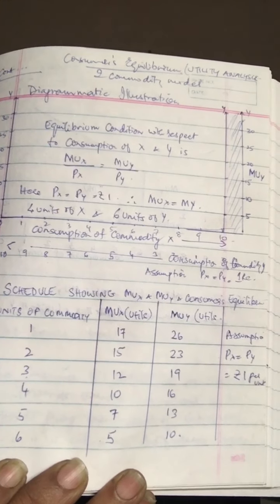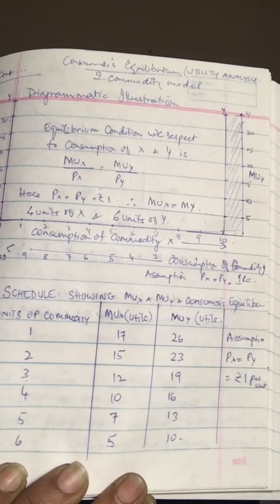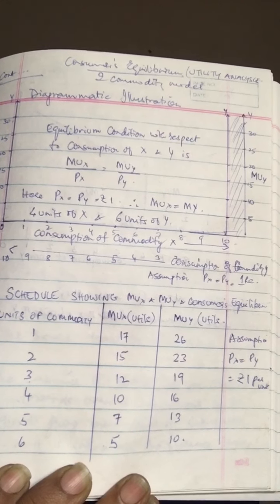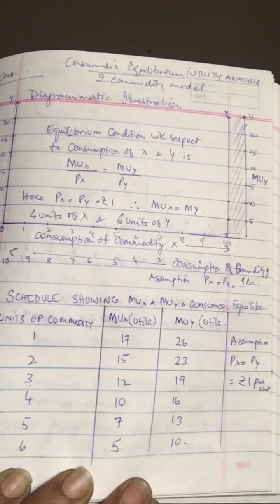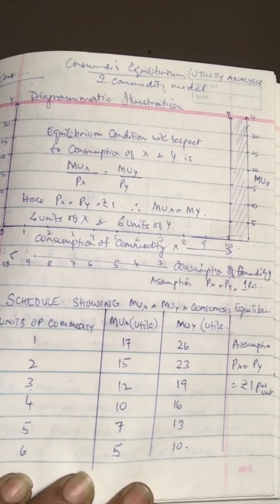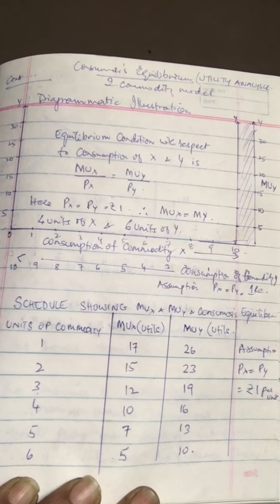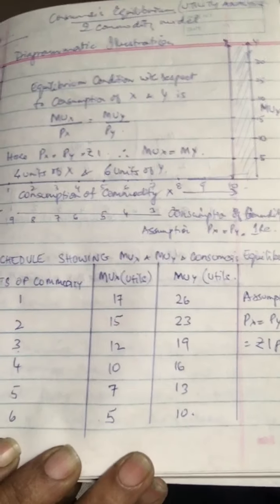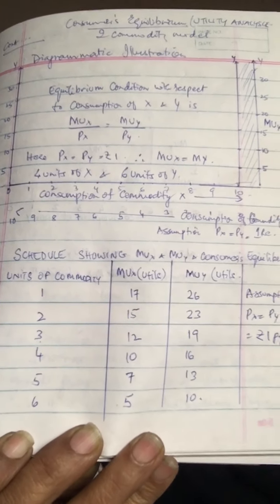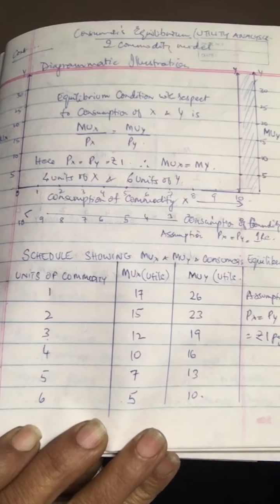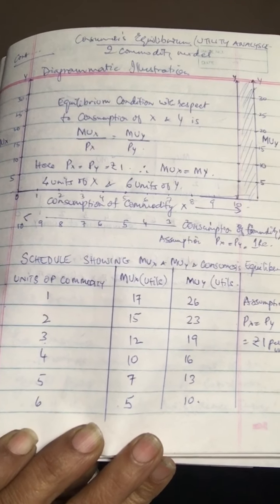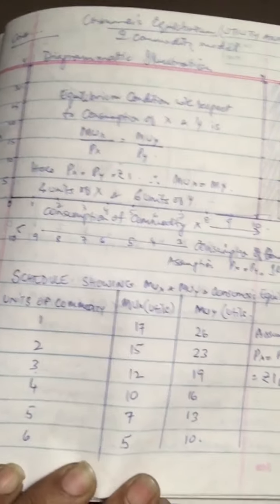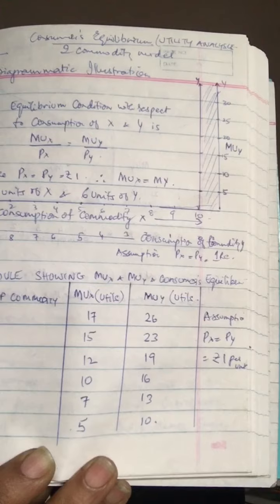Note that MUX now shows marginal utility of X commodity when another unit of X is purchased, or when another rupee is spent on X. Likewise, MUY shows marginal utility of Y commodity when another unit of Y is purchased, or when another rupee is spent on Y. Now look at the table. What do you see in the table? You will see the marginal utilities that a consumer has for X and Y commodity, and how both of them are falling. You can see the fall.